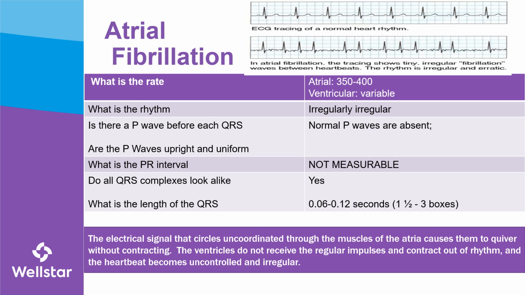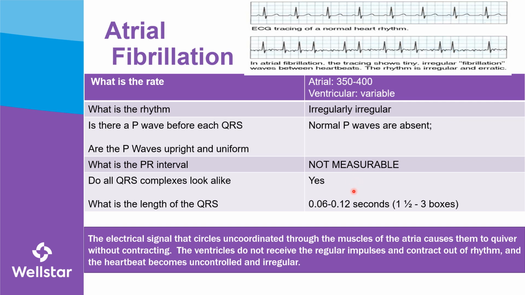Is there a P wave before each QRS? No. One of the things about AFib is that it has no discernible P waves. So it looks like a lot of bumps, but it could look like artifact. However, you cannot definitively say, yeah, that's a P wave. Are the P waves upright and uniform? Again, we can't make out what's a P wave. What is the PR interval? It's not measurable because you don't have a P wave.